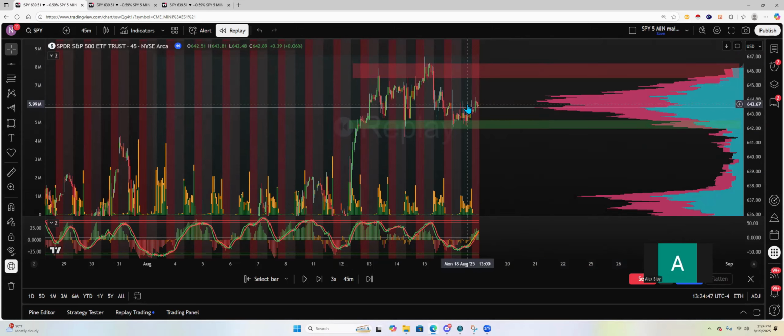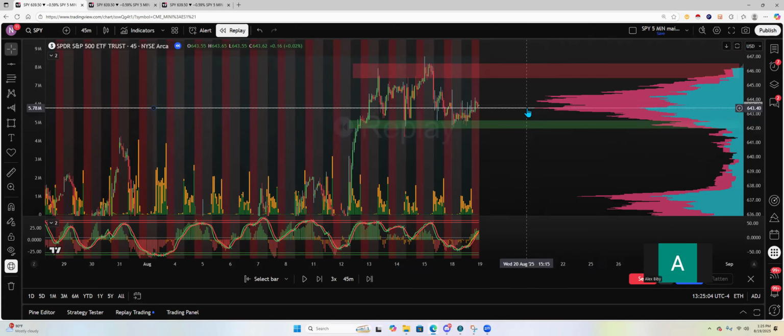We can say a couple things. And before I get there, one other thing I want to show is that there's this line that sticks out from the volume profile. That is the highest traded volume node of the entire profile.